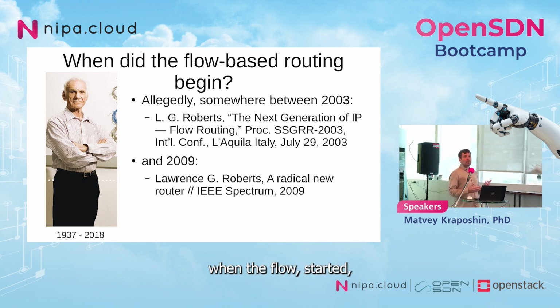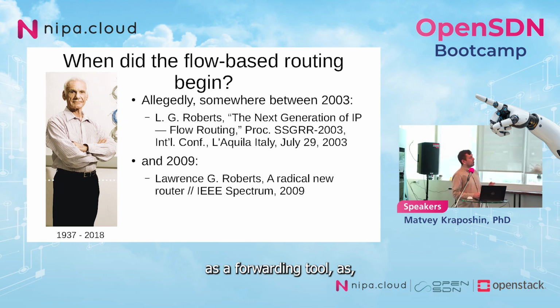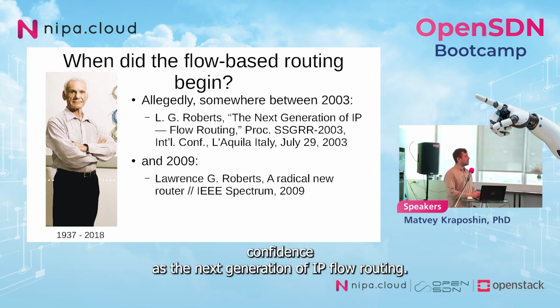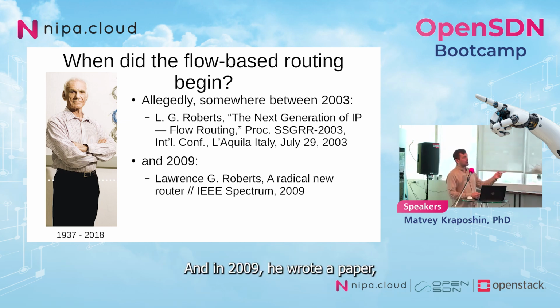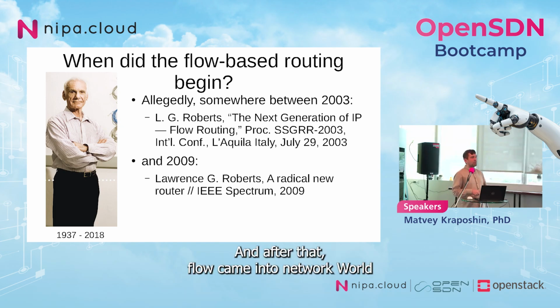When did flow begin as a forwarding tool? Allegedly that happened in 2003, when this gentleman proposed to use flows as a forwarding tool at the conference, the next generation of IP flow routing. And in 2009, he wrote a paper, A Radical New Router, which was published in IEEE Spectrum. And after that, flow came into the network world as a forwarding tool.